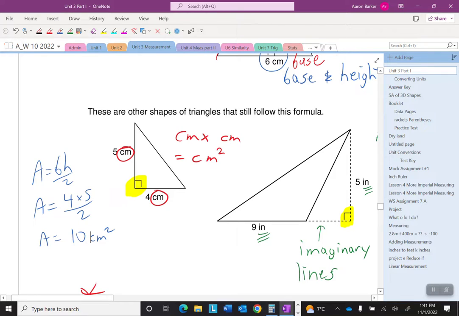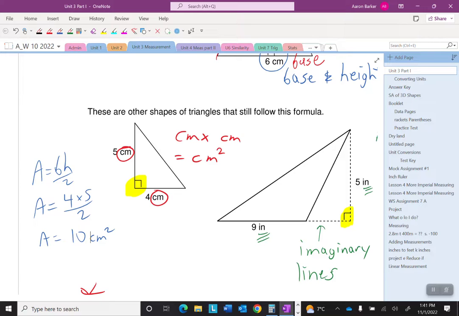So when you solve this, what's the first thing you write down? Formula, and what is it? Base times height divided by 2. Good, do it. Write that down. Area equals base times height divided by 2.